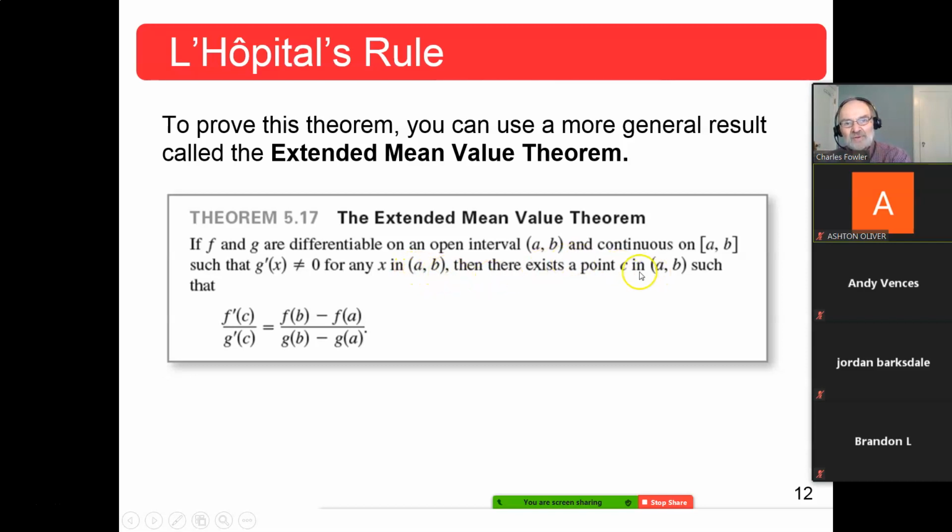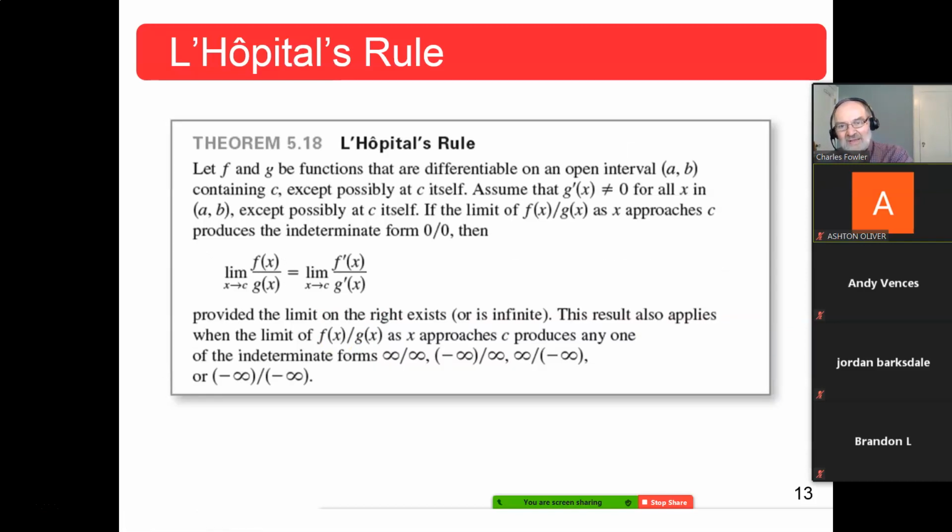Then there exists a point C in the open interval (a, b) such that f prime at C over g prime at C equals f of b minus f of a over b minus a, divided by g of b minus g of a over b minus a. The b minus a's go out, so you just have the difference of this over the difference of that, between those two limits.